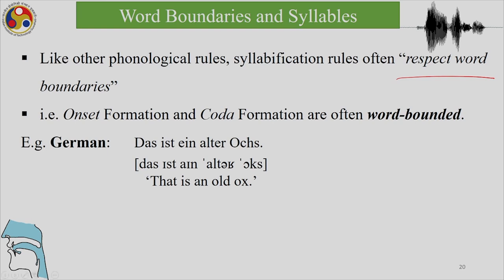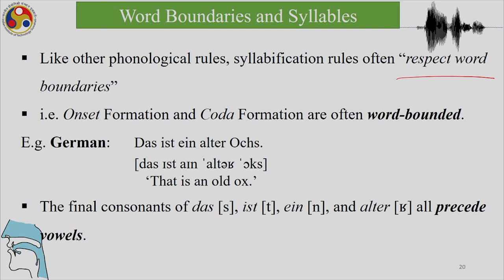So here's an example from German: das ist ein Ochs, and das ist ein alter Ochs. So that is an ox, and that is an old ox. And then the final consonants of das, ist, ein and alter all precede vowels. So as a result, we can see that the word boundaries are respected, in the phonology at least.